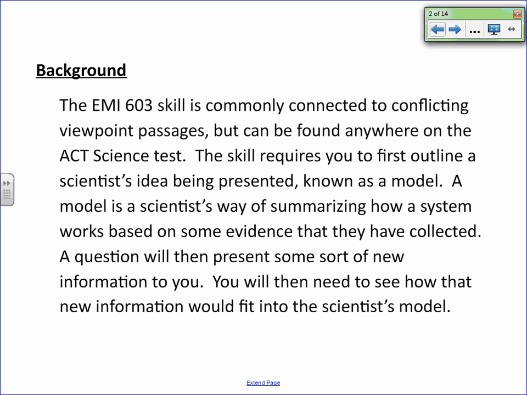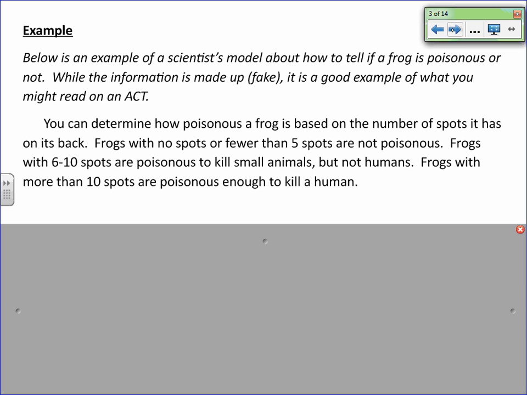All right, so a couple of things. This is usually conflicting viewpoint passages, but not always. Today's an example where it's not a conflicting viewpoint passage. It's also the term model. We're just using it; it's essentially a scientist's idea of how something works. So they'll give you an idea of how something should work. They'll give you some new information, and you try to see how it would fit into their current model. All right, let's take a look at an example of what this would look like.